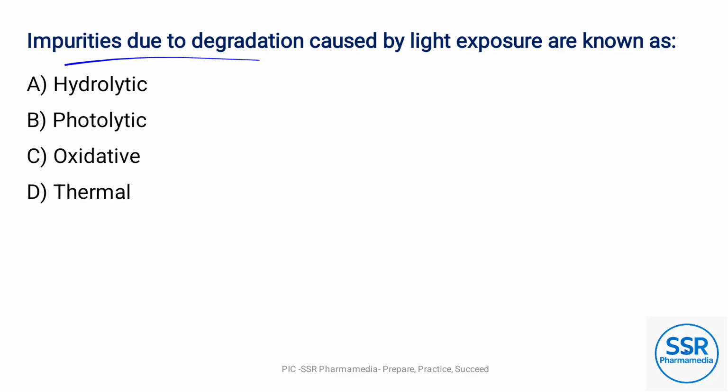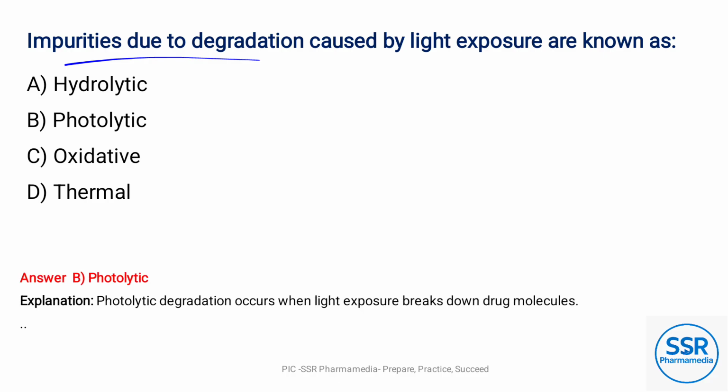Impurities due to degradation caused by light exposure are known as, so option B is the photolytic. Photolytic degradation occurs when light exposure breaks down the drug molecules. That means light sensitive drugs.